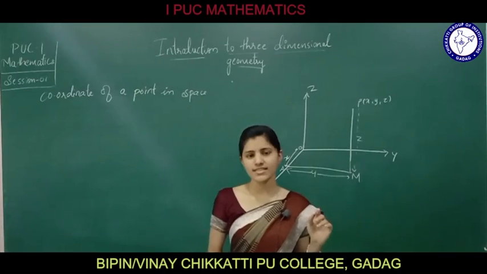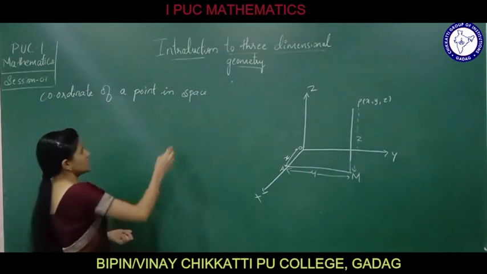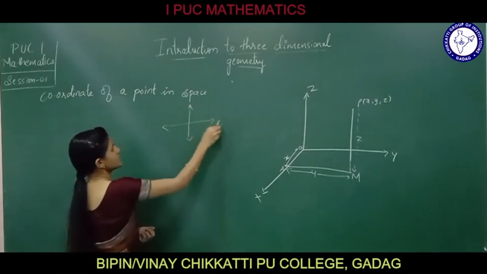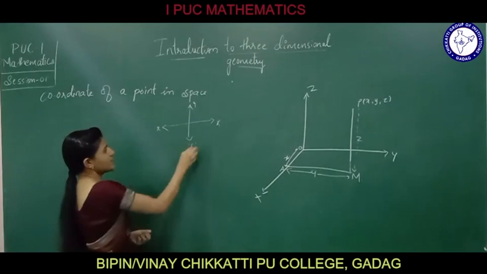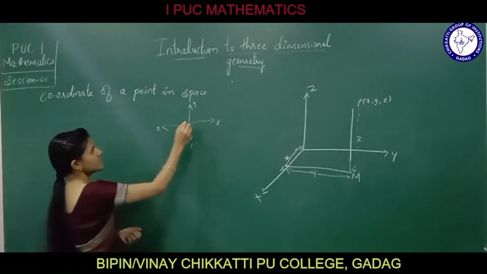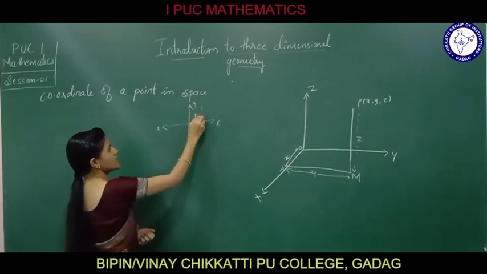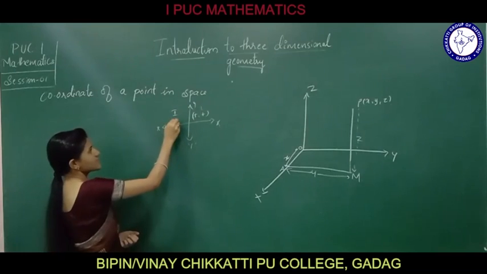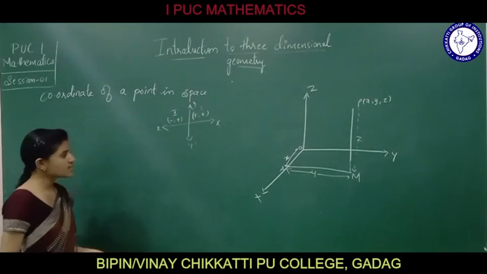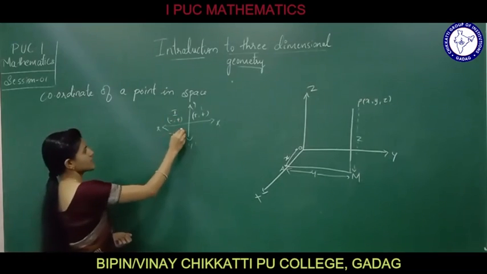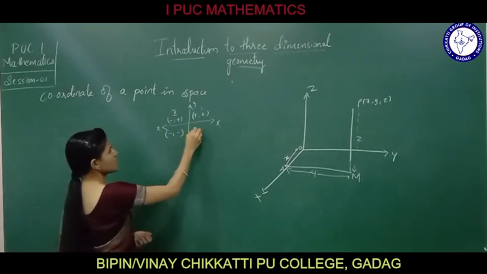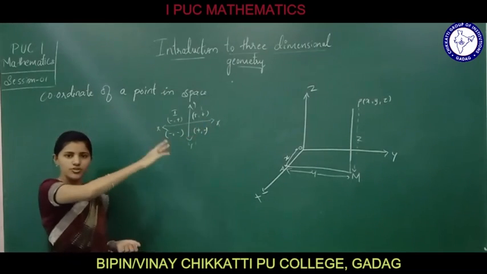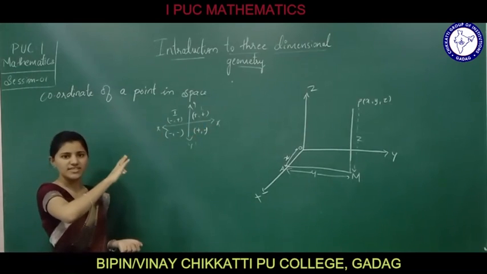Now, when we were dealing with a plane, X, X dash, Y and Y dash, we knew that in the first quadrant both X and Y are positive. In the second quadrant X is negative and Y is positive. In the third quadrant both X and Y are negative. In the fourth quadrant X is positive and Y is negative. This was how we used to represent signs in the two-dimensional plane, right?